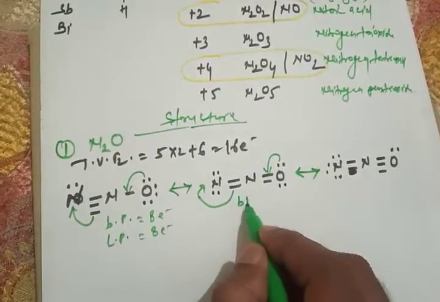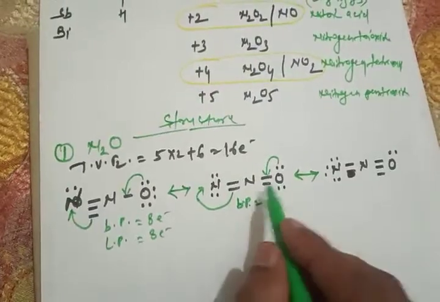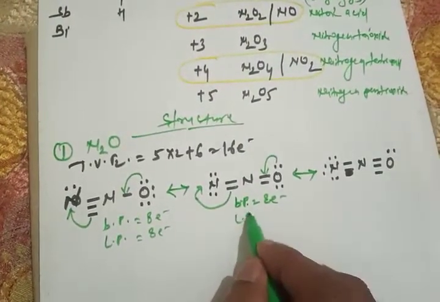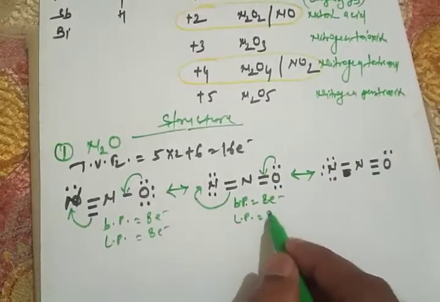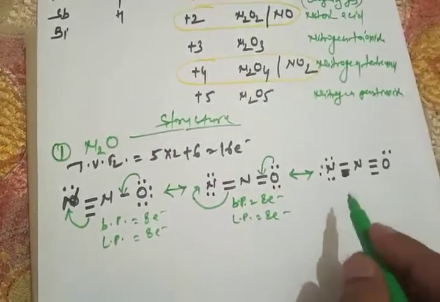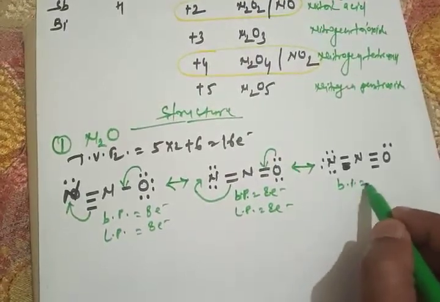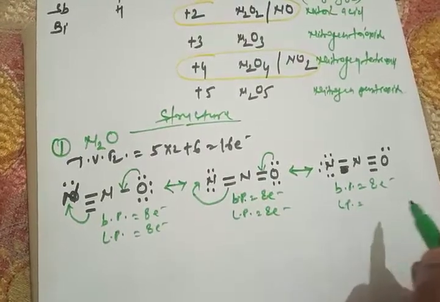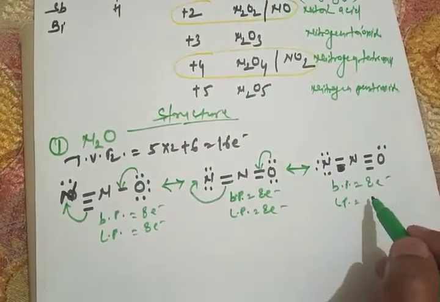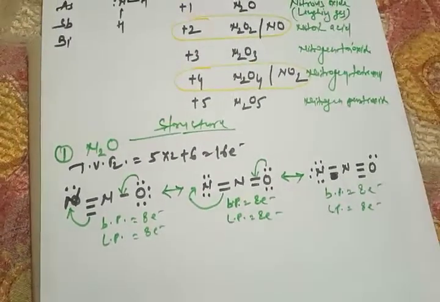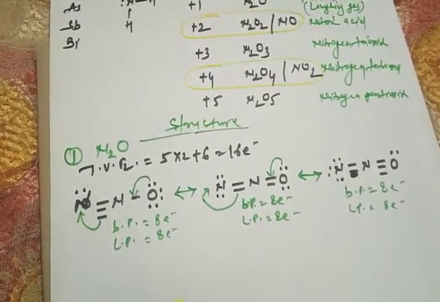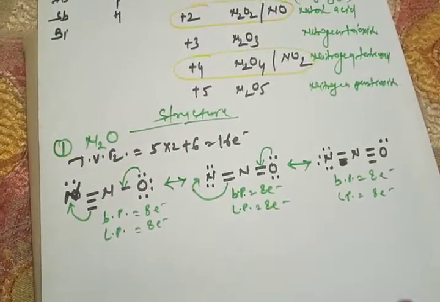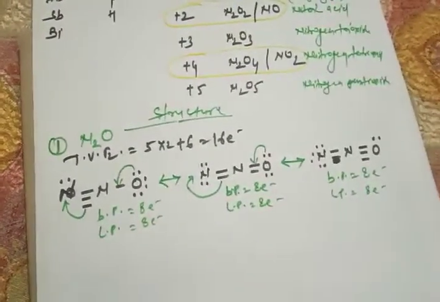Similarly, in this case, bond pair 4, that means 8 electrons. Lone pair 4, and 4 plus 4 is 8, so the total will be 16 electrons. Here in this case also, bond pair 4 means 8 electrons, and the lone pair is again 8. So what does it mean? It means in every resonating structure, the total number of electrons will remain the same. Only the electronic arrangement will change.